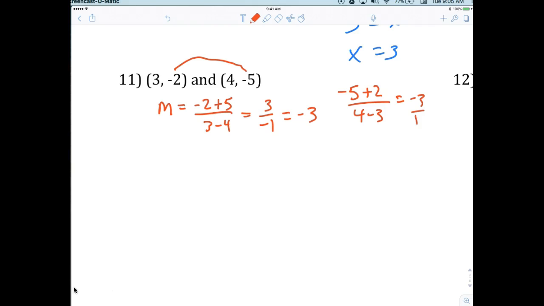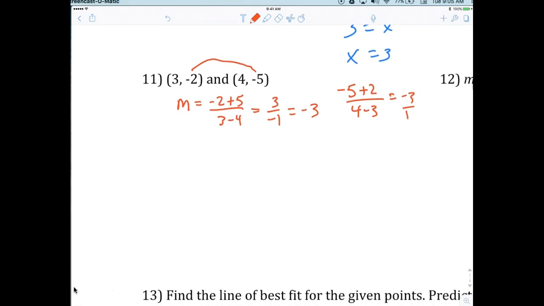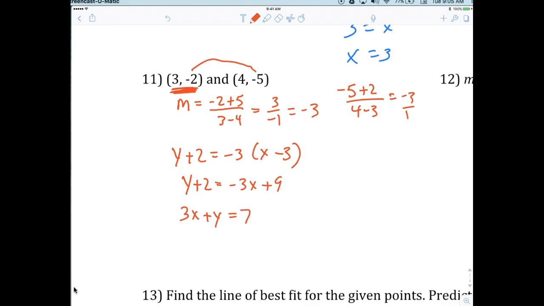All right, so now it doesn't matter what point, we're going to pick one. I'm going to go with the first one. So it would be y plus 2 equals negative 3 times x minus 3. Anybody have any issues? Hold on 1 second. Let's finish it up. So y plus 2 equals negative 3x plus 9. 3x plus y equals 7.